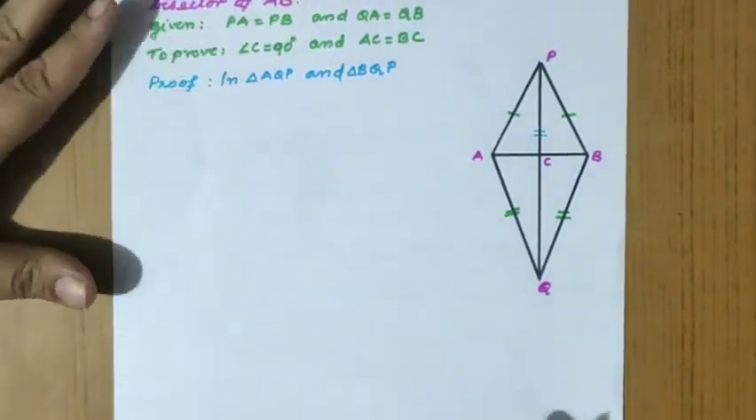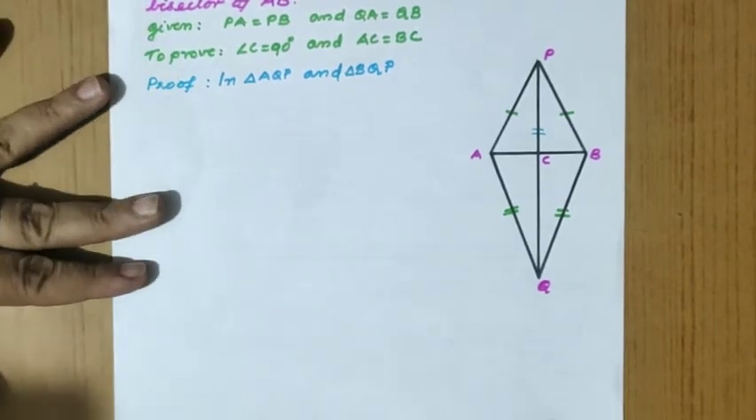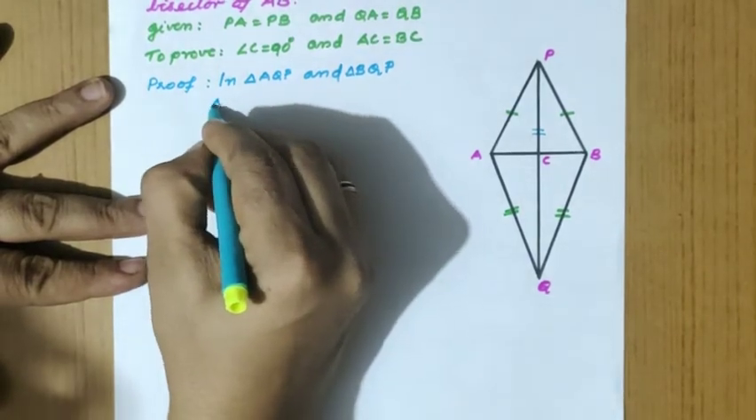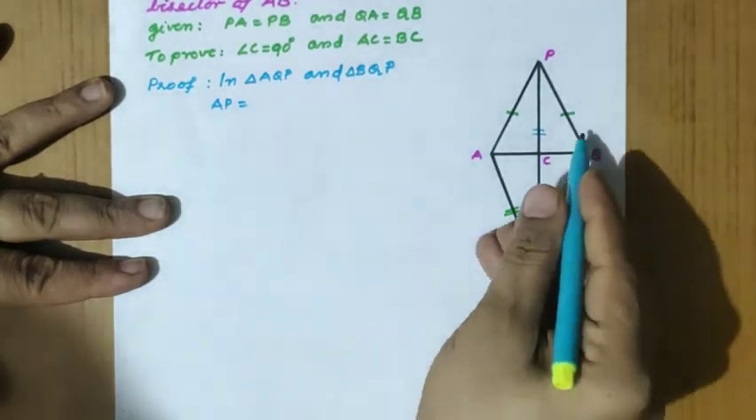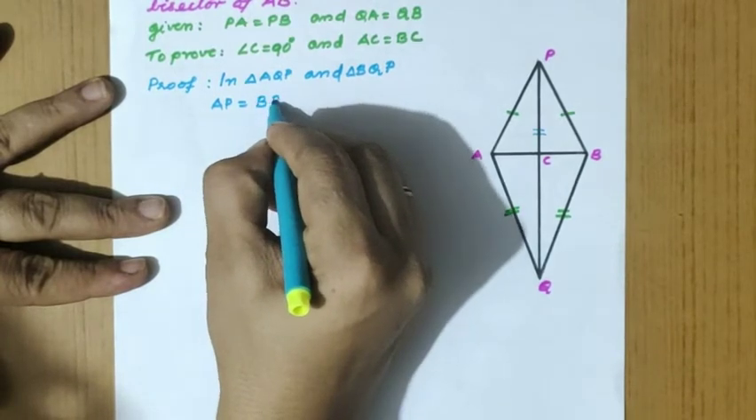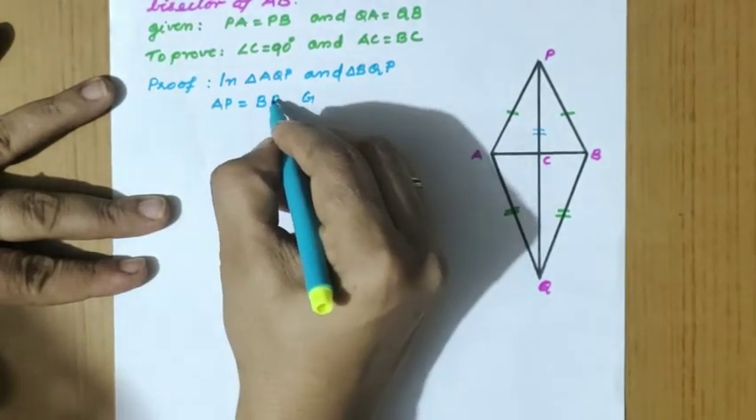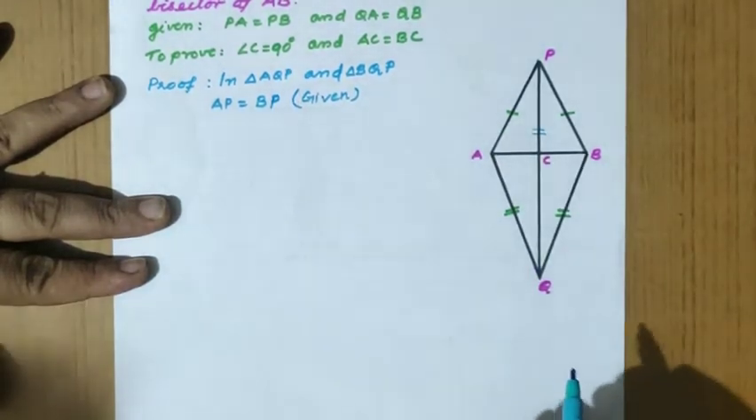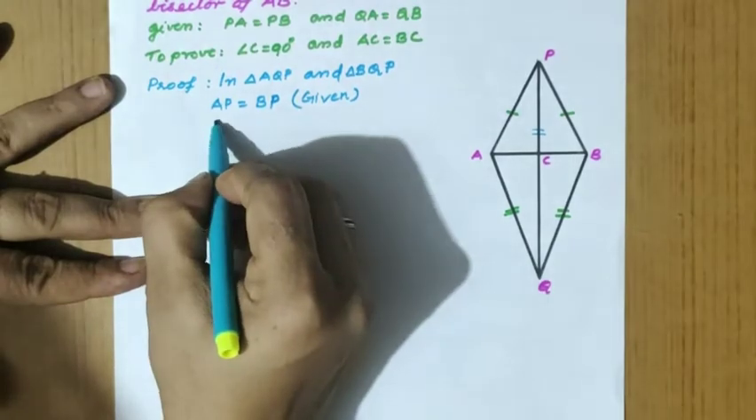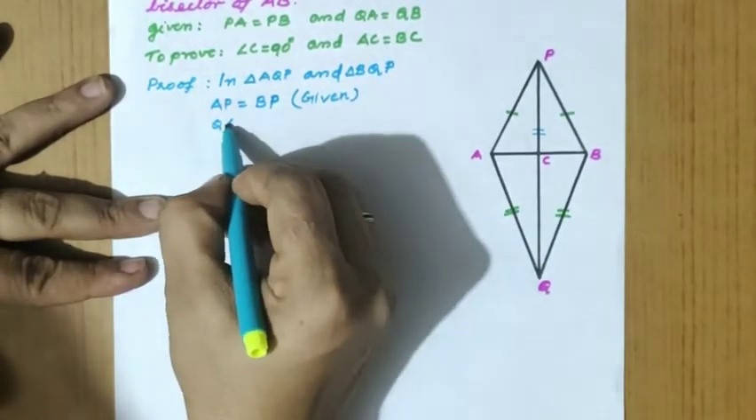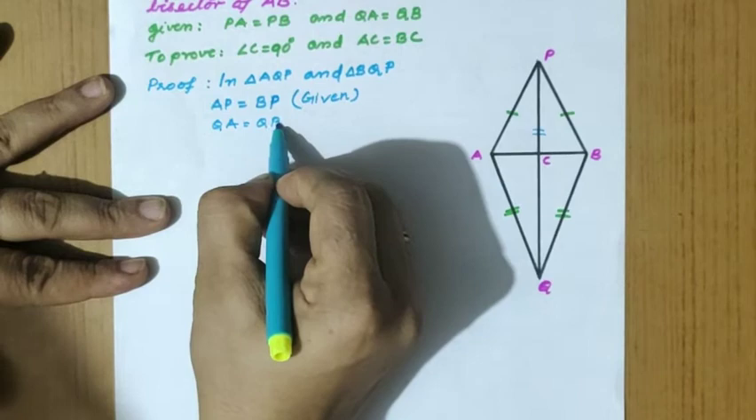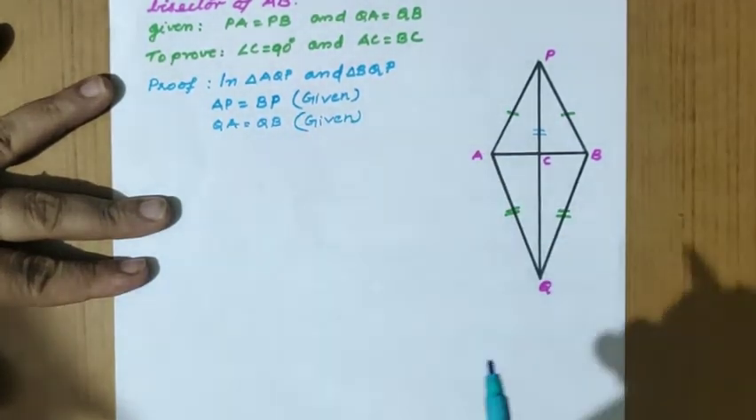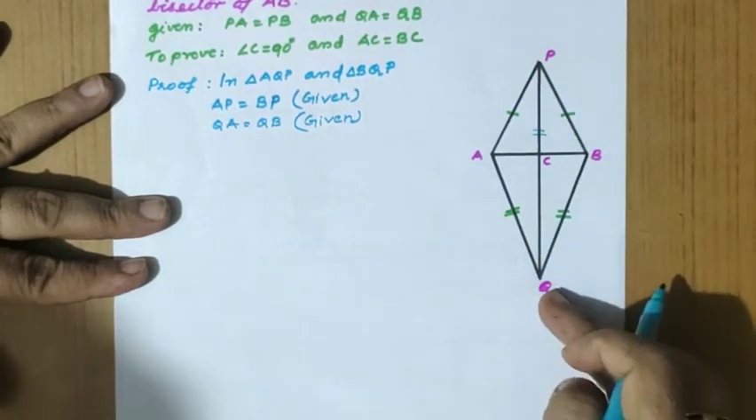Now in triangle AQP and triangle BQP, which are the equal sides? The first side I'll write as AP equal to BP. Given, AP equal to BP given. Okay. The next equal side is QA equal to QB. That is also given. Okay. What is the next one? We can take a common side PQ.